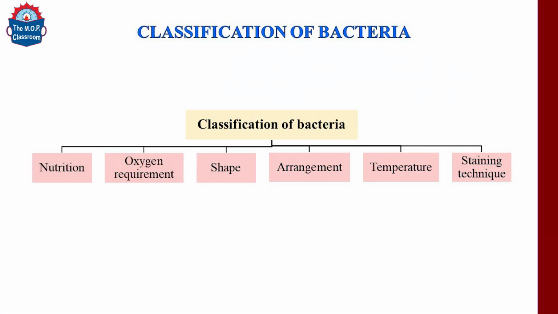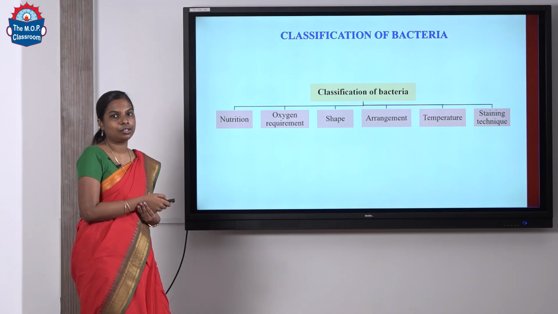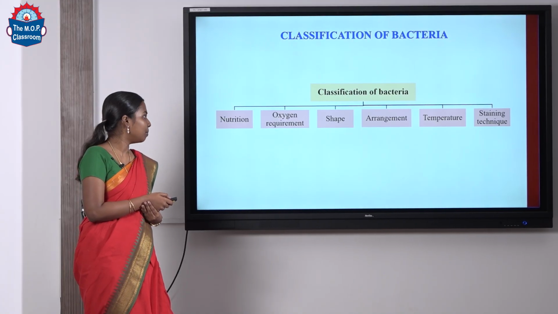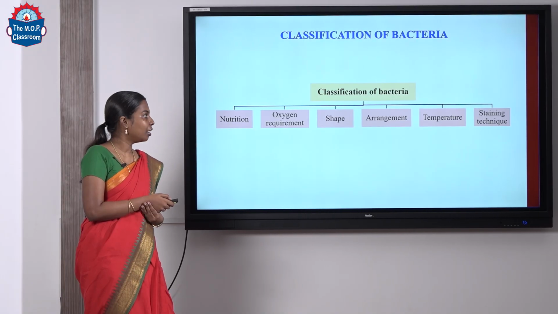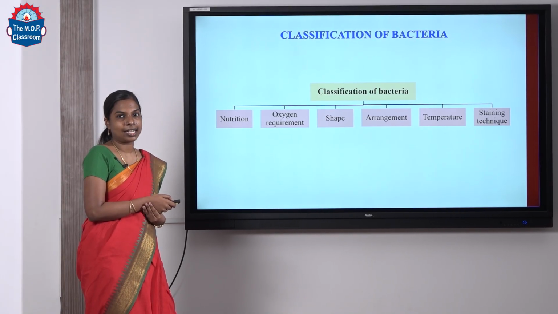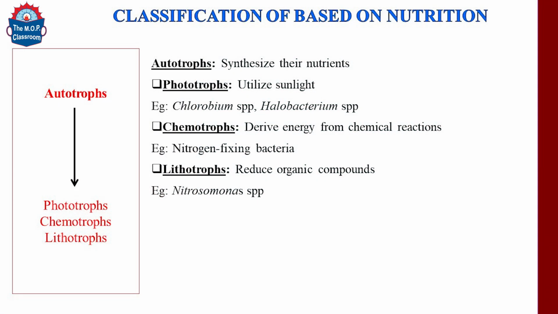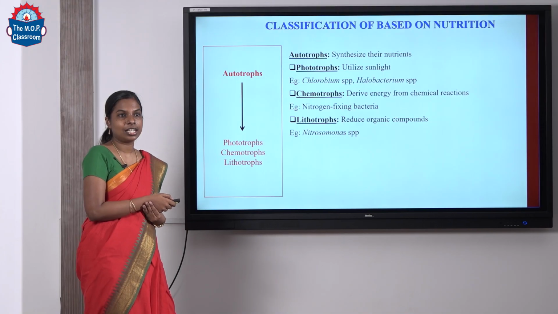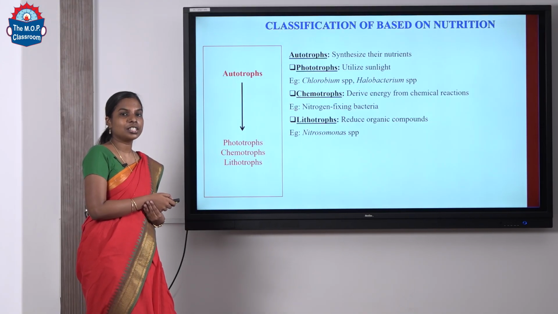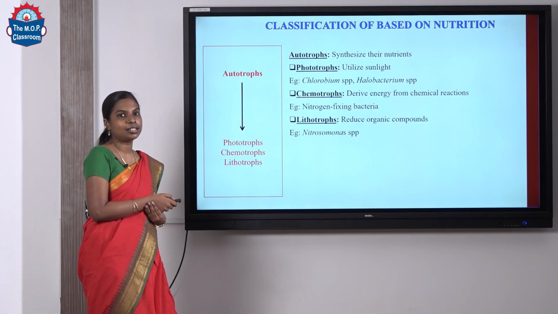Moving on to the classification of bacteria. Bacteria can be classified based on 6 different aspects such as based on nutrition, oxygen requirements, shape, arrangement, temperature and staining technique. The first one is classification based on nutrition. So, based on nutrition, bacteria can be broadly categorized into two main classes. The first one is called autotrophs and the second one is called heterotrophs.